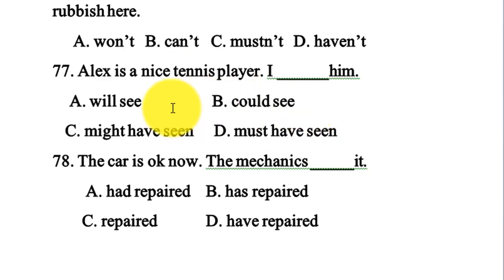No, I could see him. I will see him. I might have seen him in the past now. I'm not sure. I will see is a prediction. Could is general ability.